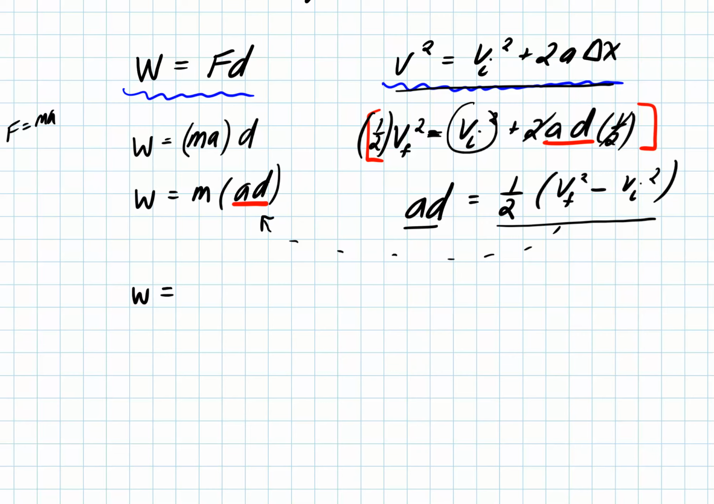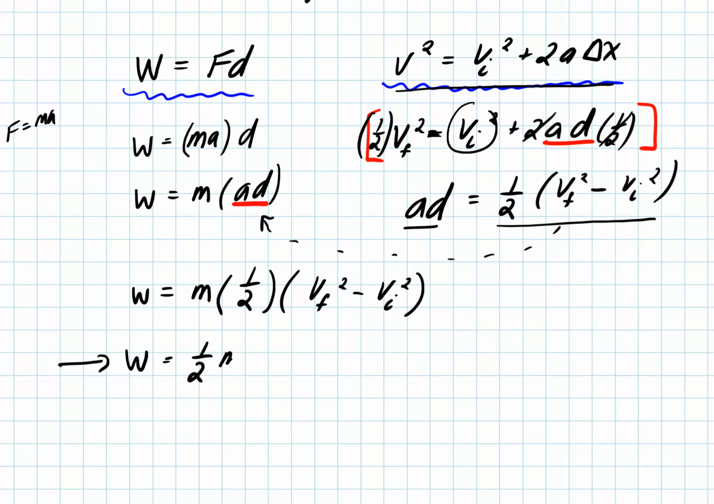Okay, so work done is going to be m times 1/2. I'll just leave it at that, and then parentheses V final squared minus V initial squared. Okay, so here we go. You say, where's my kinetic energy? Well, it's coming here. The work you do in making something speed up is equal to 1/2 m, parentheses, V final squared minus V initial squared.